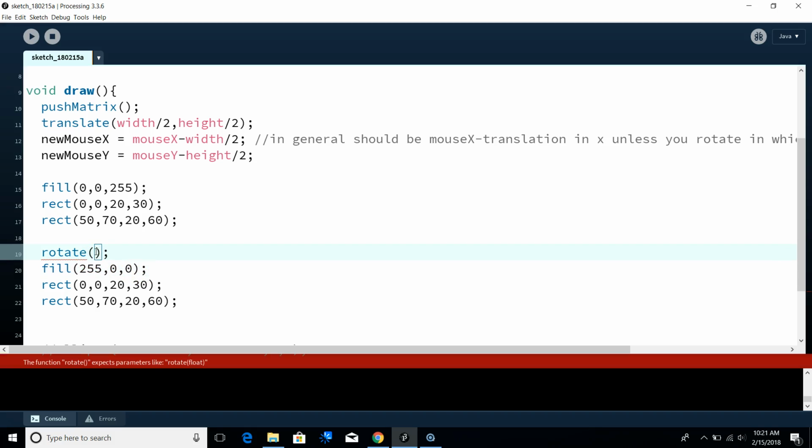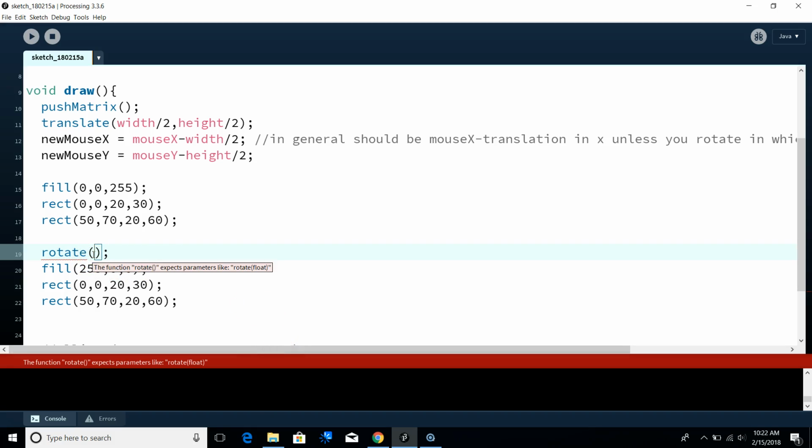Okay, rotate wants a float. Okay, the float it wants is radians. And they're jacked up because the x coordinate, right, the x is this way, and the y is this way, which is backwards from what it is in math class. And so rotation goes from x to y, right? So instead of going counterclockwise like it does in math class, it goes clockwise in this space. Which is super bizarre, but it does.